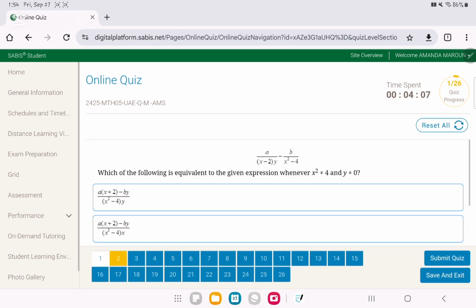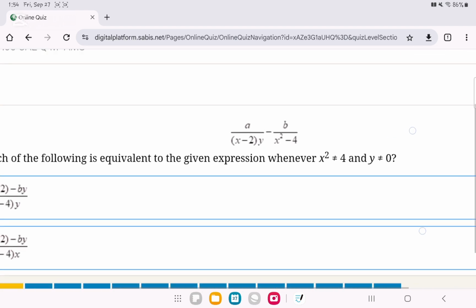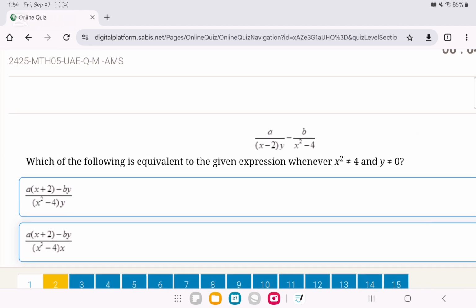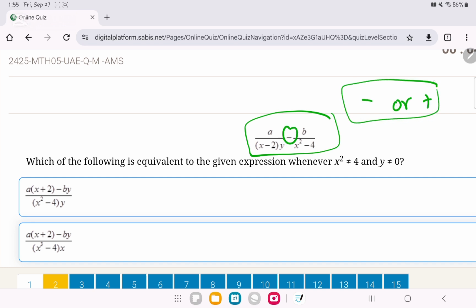Now question number 2. Which of the following is equivalent to the given expression whenever x squared is different than 4 and y is different than 0? So whenever we have something like this, two fractions with either minus or plus in between them, we have to find the least common denominator. Okay? How do we do that? Let's start by first taking our denominators.